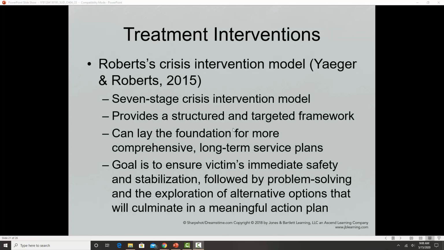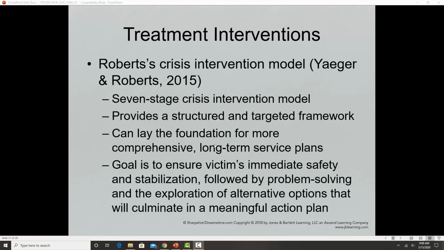Now, there's a model that was developed by Roberts in 2015, which is a 7-stage crisis intervention model, and it provides a structured and targeted framework for psychologists or psychiatrists who are going to be working with victims of crime. It helps them to create a comprehensive long-term service plan. Now, this could also be used by crime victim advocates when they're going to be referring victims of crime out to psychologists and psychiatrists as well.